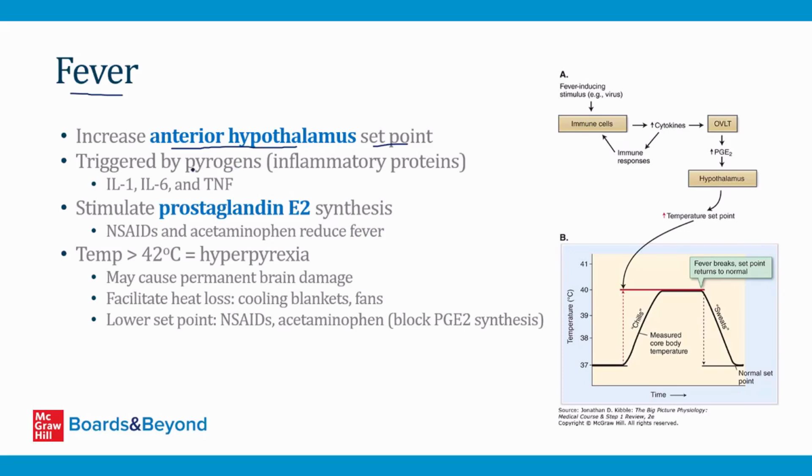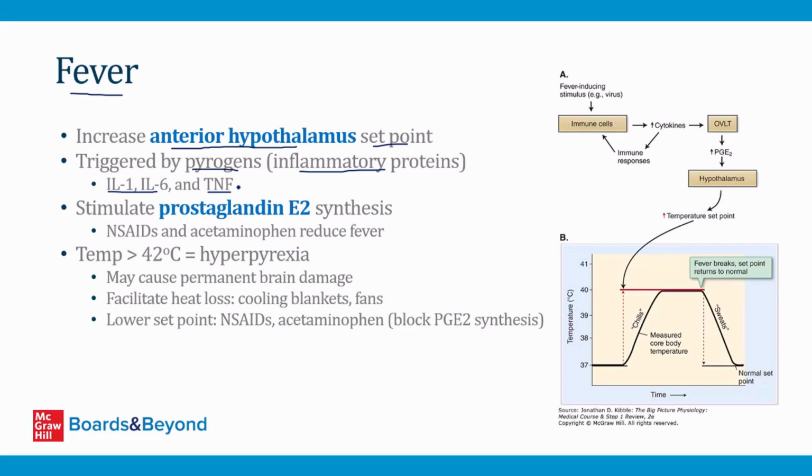Fever is usually triggered by pyrogens. These are inflammatory proteins released from places of inflammation in the body like sites of infection. So many of them are cytokines like interleukin-1 and interleukin-6 and tumor necrosis factor. They travel to the brain, and there's a region of the brain called the OVLT, which I talk about in the video on the blood-brain barrier.